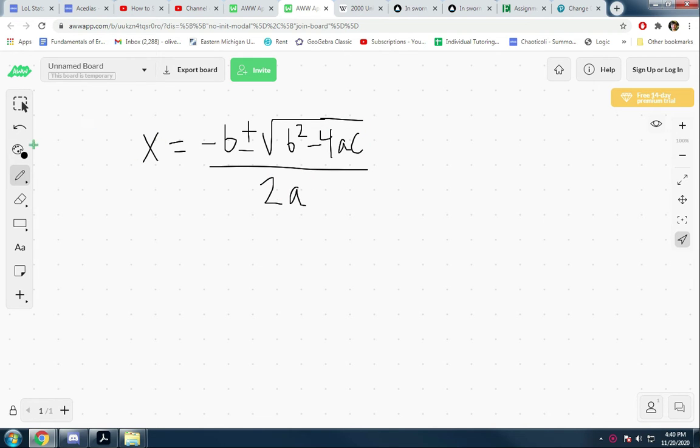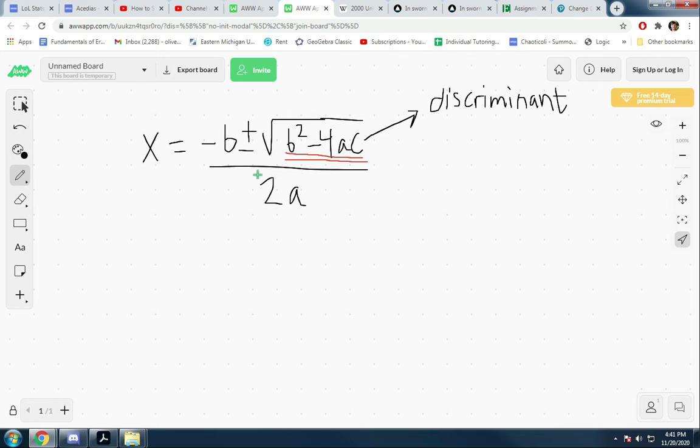Now let's zone in on what I'm about to underline in red. b squared minus 4ac. This has a name, and it is called the discriminant. This is the discriminant of a quadratic equation, or a quadratic expression, and it's given by b squared minus 4ac. Now, how we're going to study our quadratics is going to be based on the discriminant.